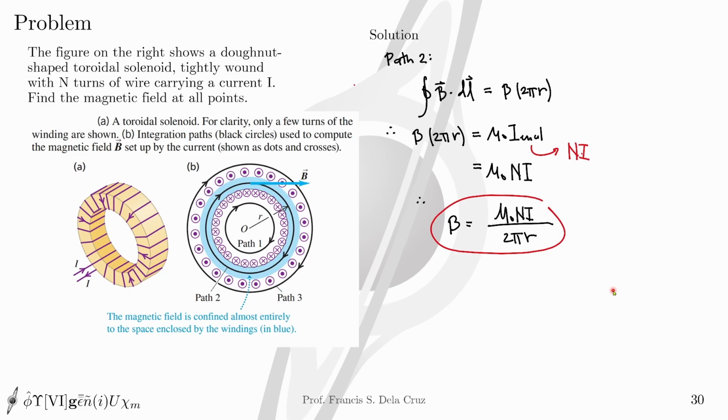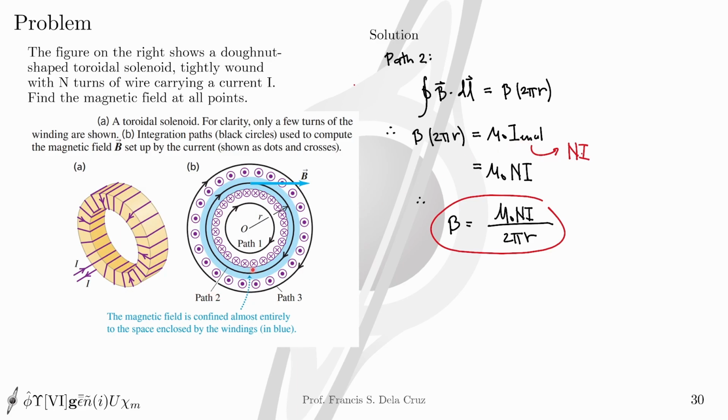And then for path 2, you can see that path 2 encloses the inner side of the toroidal solenoid, so it encloses a lot of current. The closed loop line integral of B dot dl is equal to B times 2 pi r, if you integrate for the entire path. We know that the total enclosed current would be the current times the number of times it traverses that path.